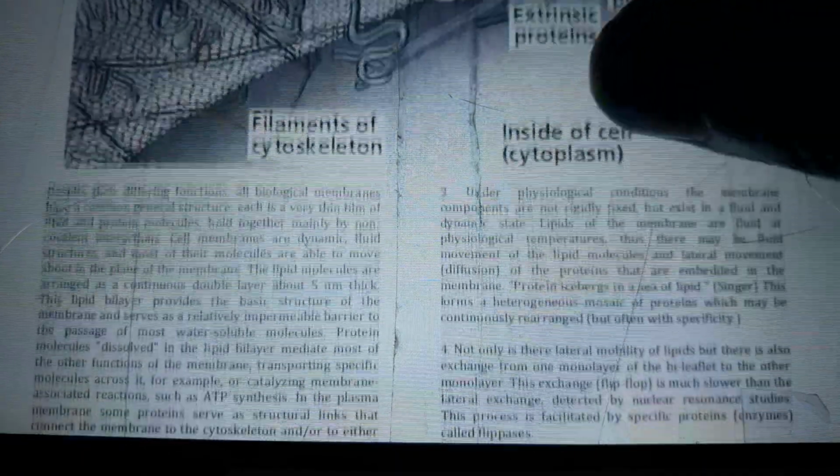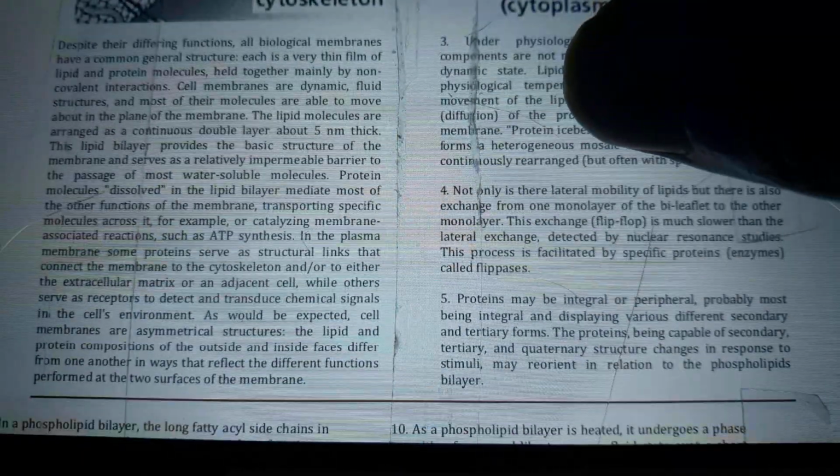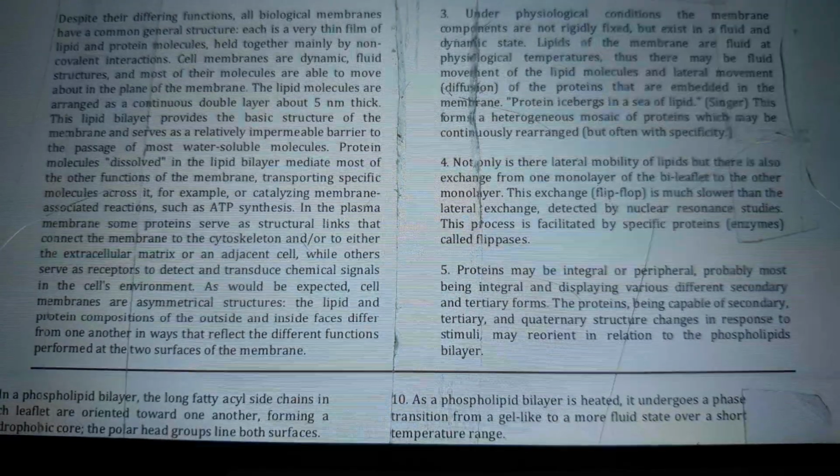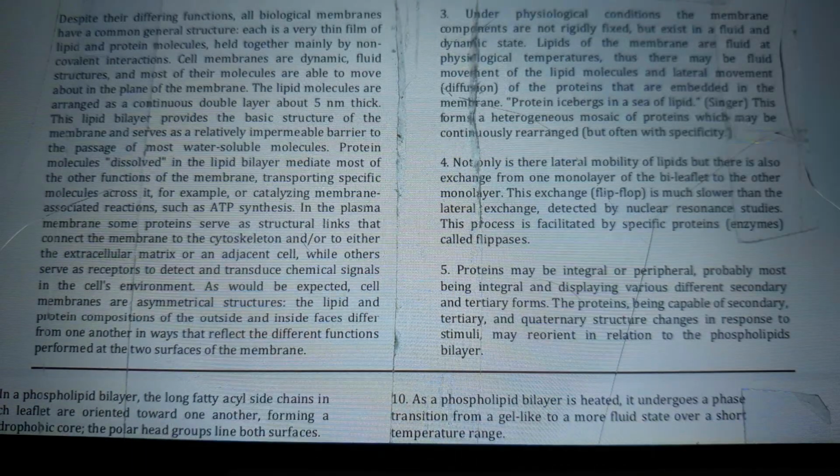Despite the differing functions, all biological membranes have a common general structure. Each is a very thin film of lipid and protein molecules held together mainly by non-covalent interactions. Cell membranes are dynamic, fluid structures, and most of these molecules are able to move about in the plane of the membrane. The lipid molecules are arranged as a continuous double layer about 5 nanometers thick.